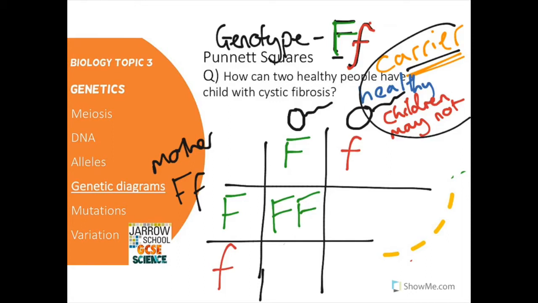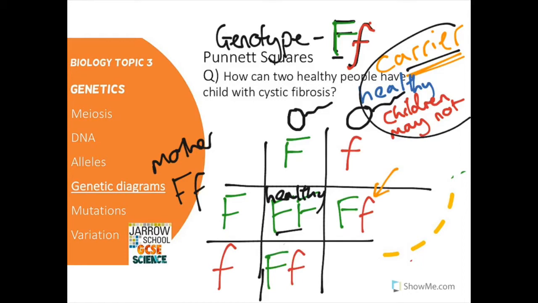So the first combination: a child could inherit the big dominant healthy allele from their father and also the big dominant healthy allele from their mother. They would have the genotype big F, and they would have the phenotype of being healthy. They wouldn't even be a carrier because they've inherited the dominant non-disease allele from their mother and father. There is no chance of their children having the disease because they are going to inherit one of those copies of the healthy gene from them, so their children could not have cystic fibrosis if they inherited this genotype.